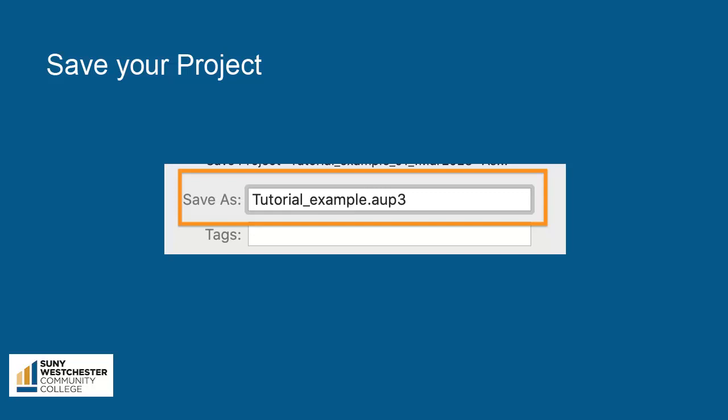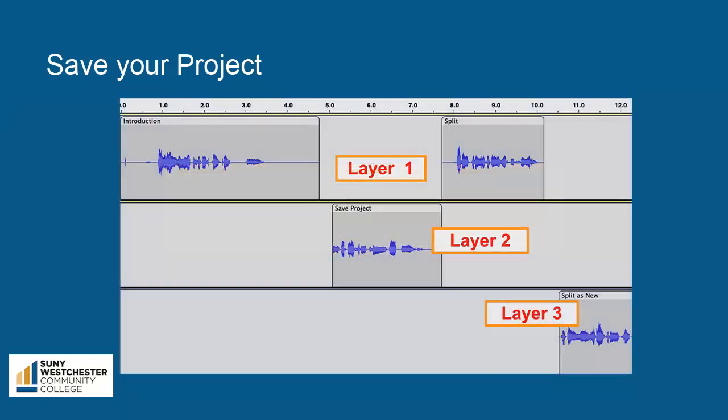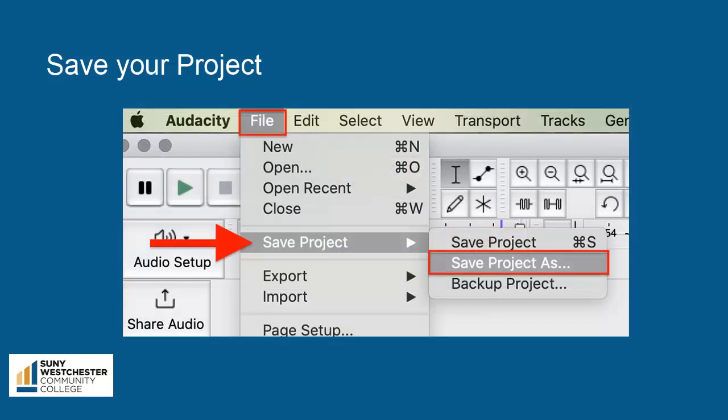Once the podcast is finished, it will be exported as an MP3 file, which can be played on any device. The AUP3 file saves the individual audio layers so you can reorganize their order and adjust their sound. We will look at sound quality, including noise reduction, in another video. Go to File, Save Project as, and name your file.